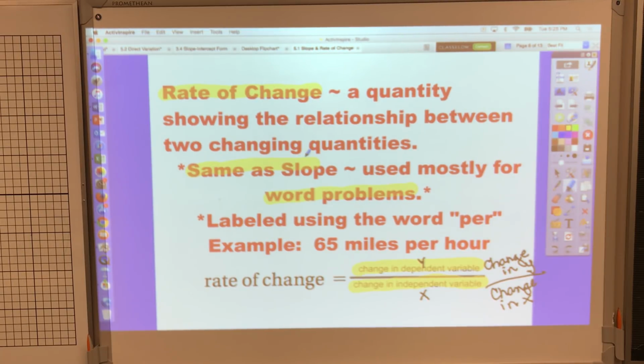It's a lot easier for some people to think about change in y over change in x. Okay? And since rate of change is focused on word problems, the other thing we have to remember about rate of change is it's always labeled using the word per. So if I look right here, 65 miles per hour is actually a rate of change. It's comparing the two quantities of miles and hours.